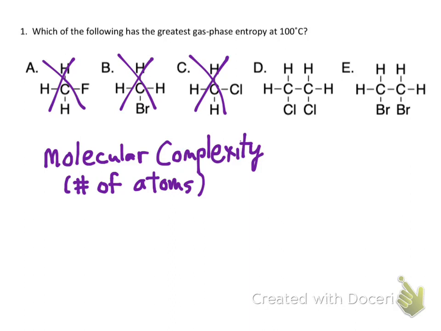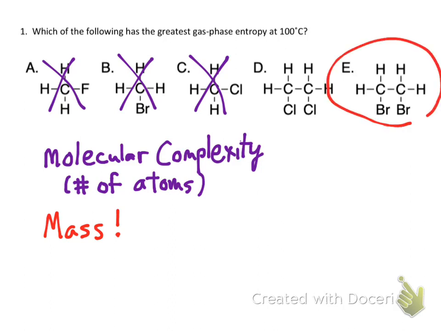Okay, so after looking at the molecular complexity, we're going to look at the mass, because remember, heavier atoms have more shells of electrons. More shells of electrons means more absolute entropy. So between these two, choice E has 2 bromines instead of 2 chlorines. Bromine is significantly heavier than chlorine. It has an additional shell on it. So this is going to be our greatest gas phase entropy molecule of these possible choices.